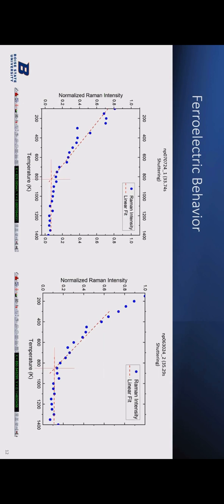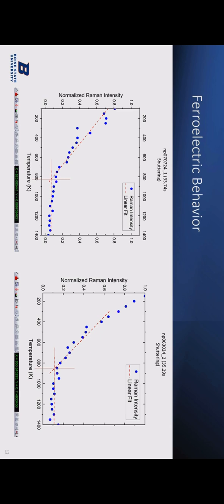However, when looking at our transition temperatures, we did have a slight shift, where for our shorter shuttering time, we had approximately 825 degrees Kelvin, where our ferroelectric behavior was diminished, and approximately 850 degrees Kelvin, where our ferroelectric behavior was diminished with our larger shuttering time.